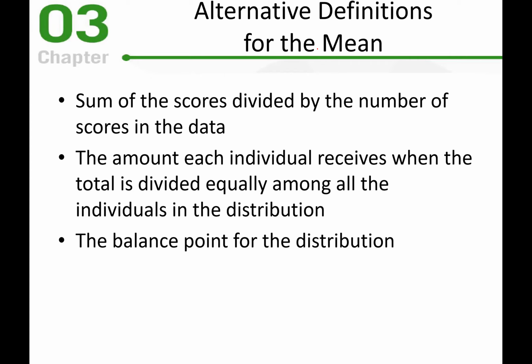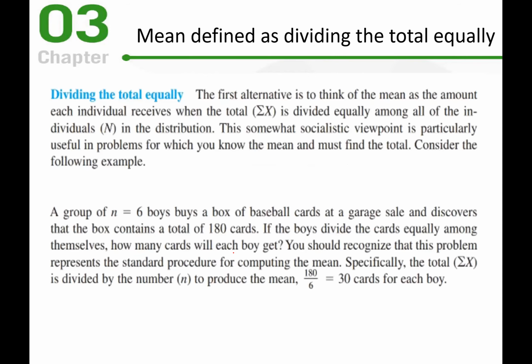We're going to go over that particular definition in more detail. A third definition is to look at the mean as a balance point for the distribution. That's going to be very important for other statistics that we're going to use in later chapters. So let's give a better example of the second definition.